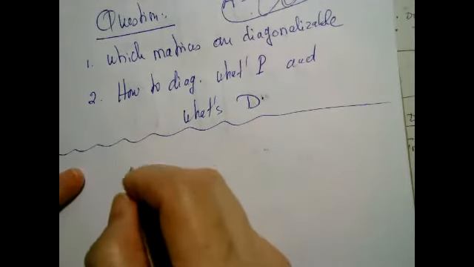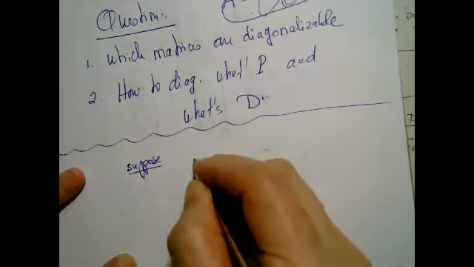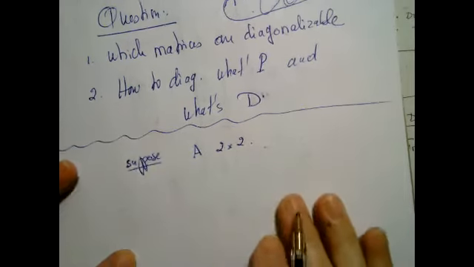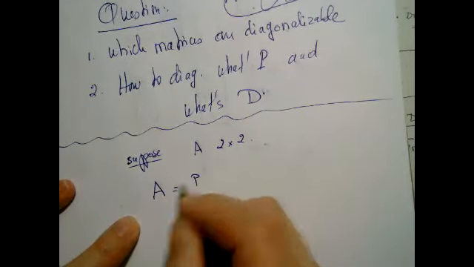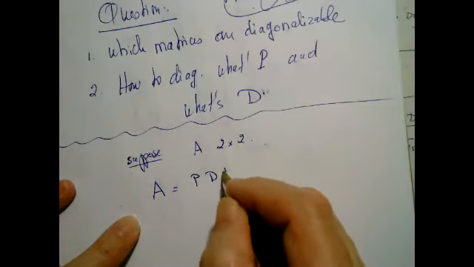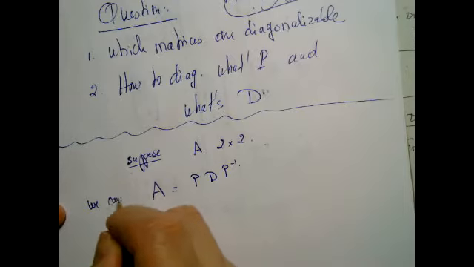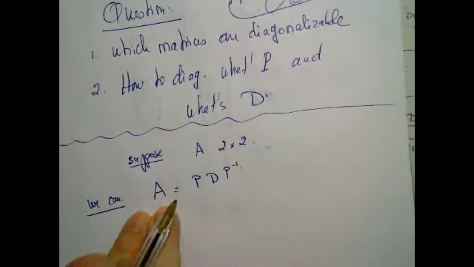Suppose A is 2 by 2, because it's a simple matrix. And let us say I can factor it out. Suppose we can do that. The question is, what's the P? What's the connection to the A?